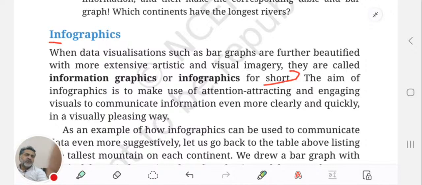ચલો આપણે પૂછ્યું છે પરીક્ષા, what is infographic? When data visualization such as bar graph are further beautified with more extensive artistic and visual imagery, they are called information graphics or infographics for short. The aim of infographics is to make use of attention attracting and engaging visuals to communicate information even more clearly and quickly in a visually pleasing way.